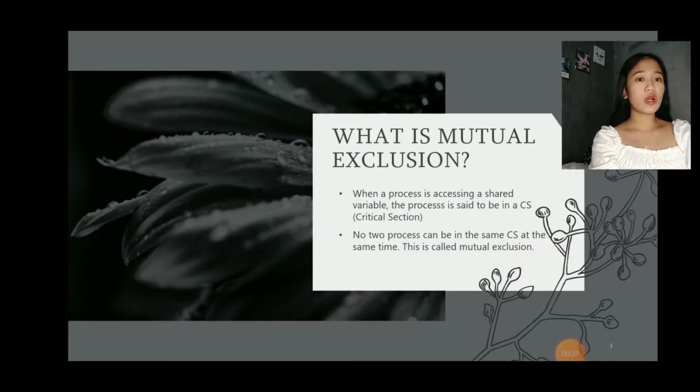What is mutual exclusion? When a process is accessing a shared variable, the process is said to be in a CS, or critical section. No two processes can be in the same CS at the same time. This is called mutual exclusion.